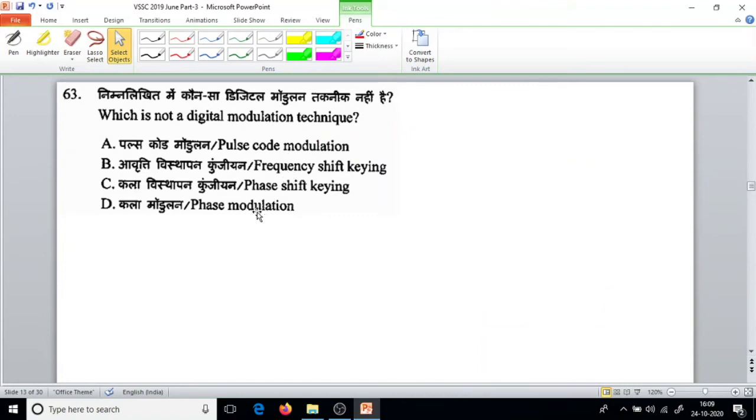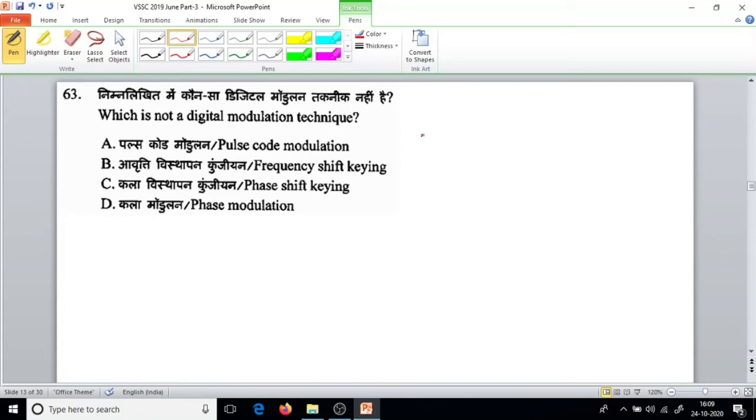The next question, question number 63: which is not a digital modulation technique? See the PCM, pulse code modulation. Pulse code modulation is a digital modulation technique.